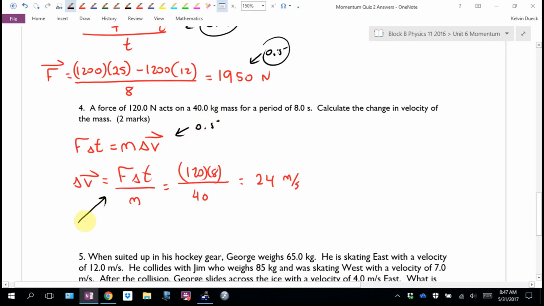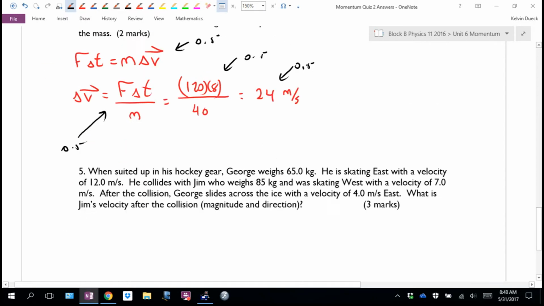0.5, 0.5, 0.5, 0.5. Number 5, did anybody spot the problem with number 5?